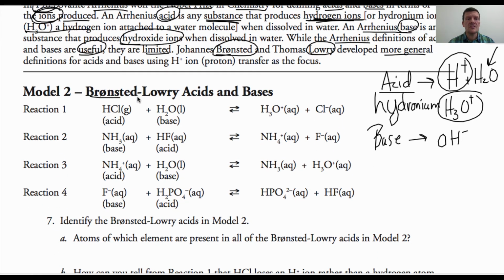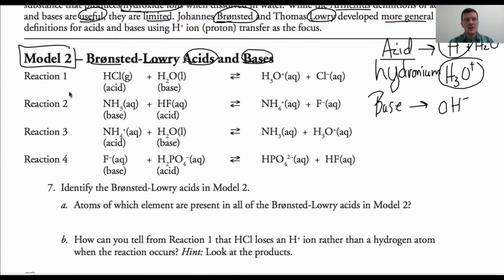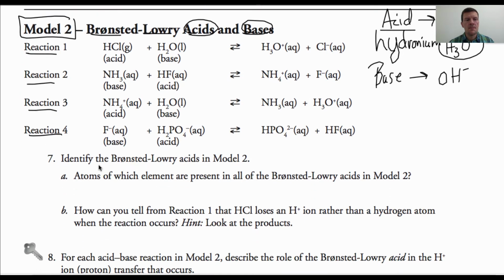So here's how Bronsted and Lowry define an acid and a base. We're going to look at this model to help us with this. Really what they're saying is, let's see how it reacts. What does an acid do in a reaction? What does a base do in a reaction? So we have 4 reactions here, and we're going to analyze these and see what happens. Identify the Bronsted-Lowry acids in Model 2. Well, they are labeled for us. So acid, acid, acid, and acid.